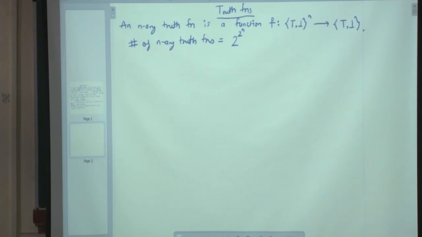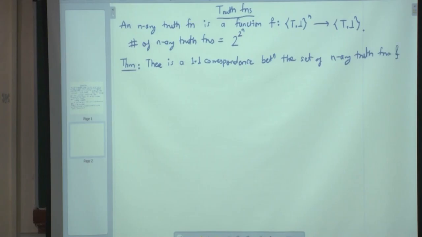And do you know anything else that has this cardinality? Finite Boolean algebra? Which one? Right. Lindenbaum-Tarski algebra. So, will it come as a surprise to you if I said that there is a bijective correspondence between truth functions and... So, yeah, let me write the theorem. There is a 1-1 correspondence between the set of n-ary truth functions and the LT algebra BL, where size of L is equal to n.